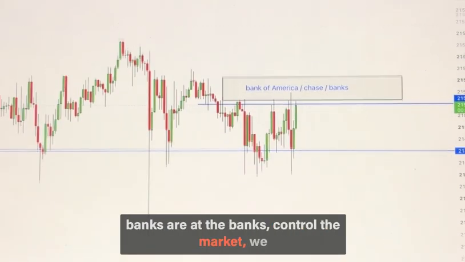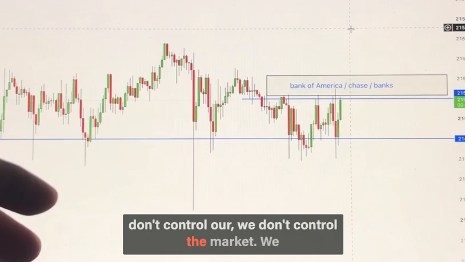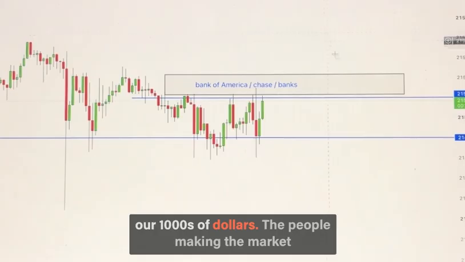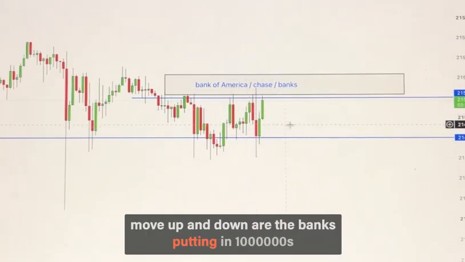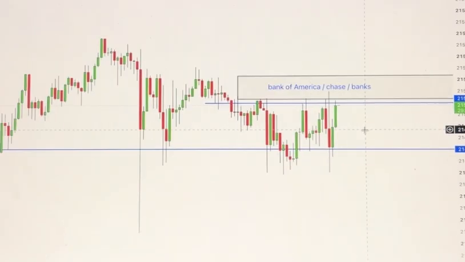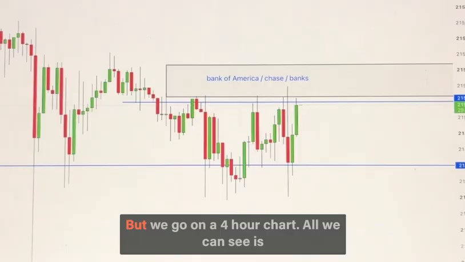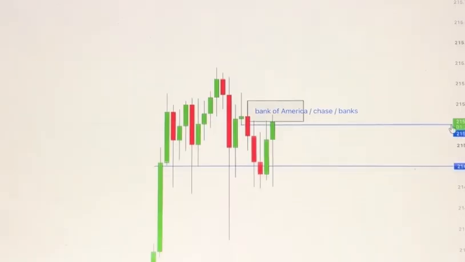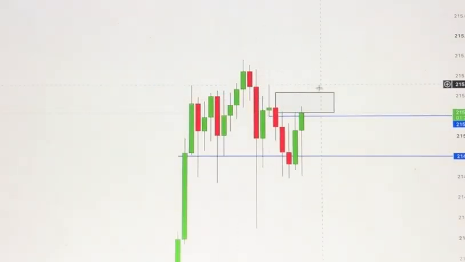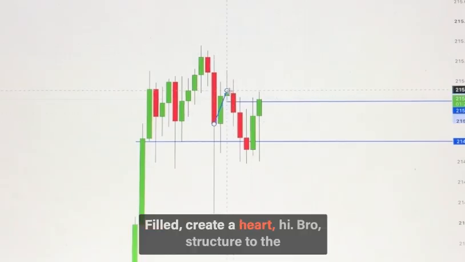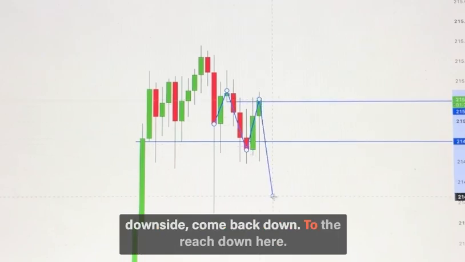The banks control the market. We don't control the market. We don't make the market go up or down with our thousands of dollars. The people making the market move up and down are the banks putting millions and billions of dollars into the market every single day. If we go on the 4-hour chart, all we can see is price doing this. Failed to create a higher high, broke structure to the downside, coming back down for the retest down here.